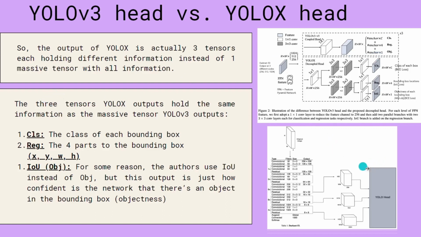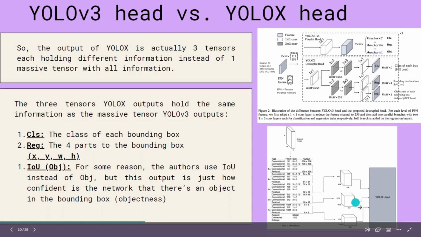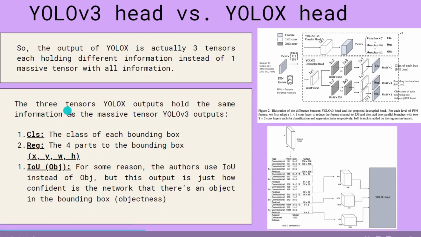So as we can see from the right, we have the three different outputs from the YOLO v3 model. And while decoupling, we're going to split each of these outputs into three different components. So we have three outputs here, and three outputs here. And in total, we're going to have 9 different outputs. And the three tensors YOLOX outputs hold the same information as the massive tensor YOLO v3 outputs. So the outputs are the same, but they just split the massive tensor into three smaller components.